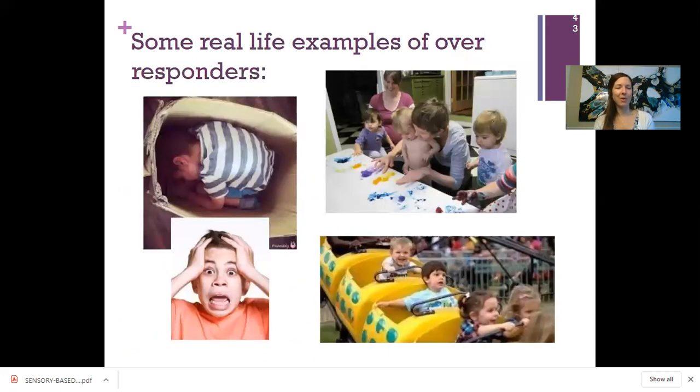Here are some real life examples of over-responders. The little girl on the top right is just not having it. Her arm is pulled away, and she's scared of that finger paint. She does not want to touch it. The kiddo on the top left is shutting down, trying to get away from it all. Everything's too much. And the two boys on the bottom are over-responding to whatever's happening in their environment. The kid on the roller coaster, I can really relate to him. He's over-responding to the vestibular input of the roller coaster dropping, compared to the kid behind him.